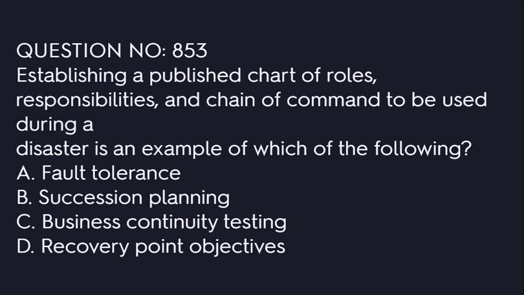Question number 853. Establishing a published chart of roles, responsibilities, and chain of command to be used during a disaster is an example of which of the following? A. Fault tolerance. B. Succession planning. C. Business continuity testing. D. Recovery point objectives. B.